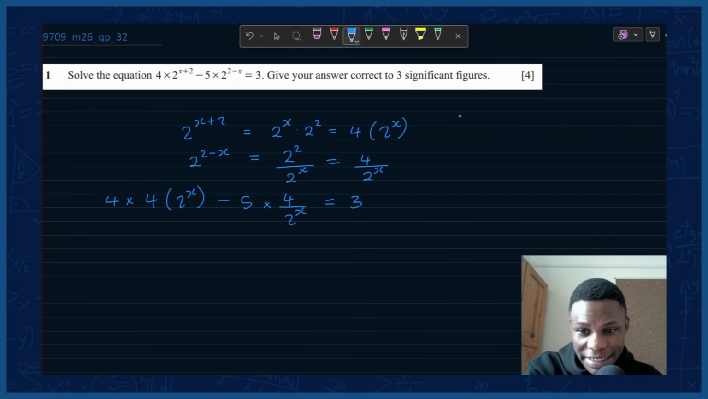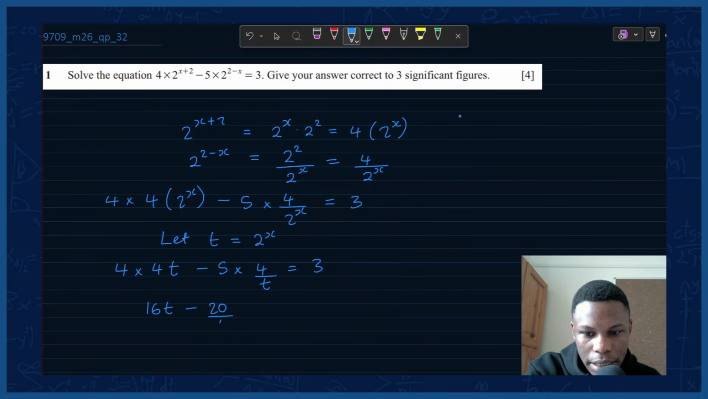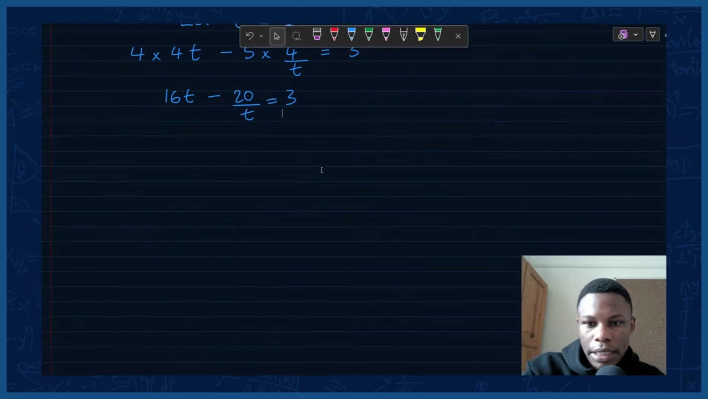Now just to make things simpler and easier to follow, let's use a substitution. So we can say let t equal 2 to the x. Wherever there's a 2 to the x, we're going to replace it with t. So I've got 4 times 4t minus 5 times 4 over t is equal to 3. Let's simplify. 4 times 4 is 16, so I've got 16t minus 5 times 4 is 20, 20 over t is equal to 3. And now I hope you can see where this is going.